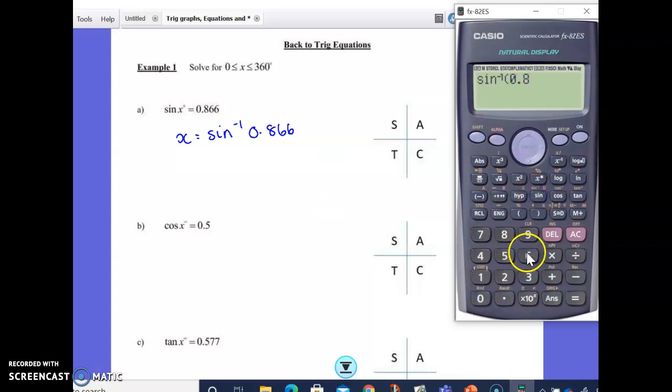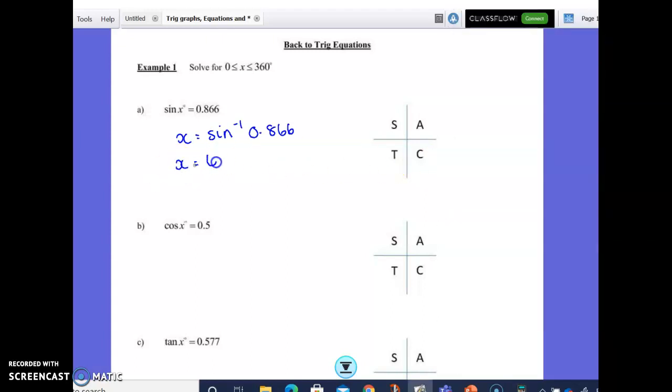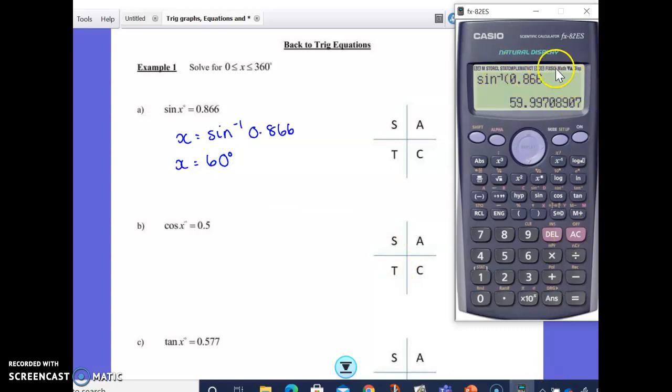Some calculators are really fussy. I need to close the brackets. Others, it doesn't matter so much. So we get 59.997, which we're going to round up to 60 degrees. Okay. If you did not get that on your calculator, chances are you're in the wrong mode. If you press shift, mode, to get into setup, you want it to be in degrees. You press number 3.